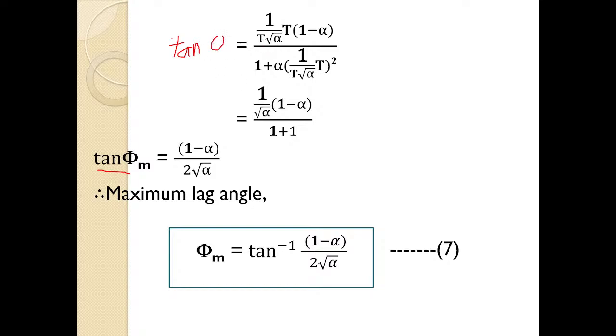This is tan phi. Okay, tan phi m is equal to 1 by t root alpha into (1 minus alpha by 1 plus alpha) divided by 1 plus (1 by t root alpha) whole square. So just simplify, you will get 1 by root alpha into 1 minus alpha by 1 plus 1. Further if you simplify, you will get tan phi m is equal to 1 minus alpha by 2 root alpha.